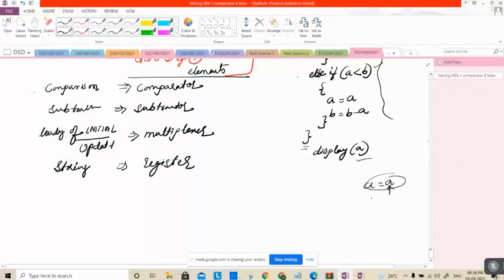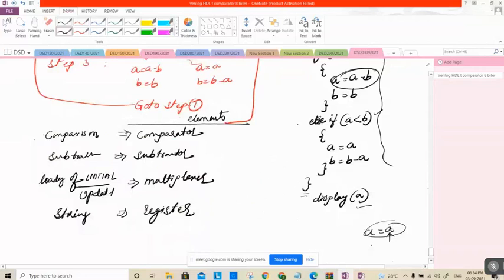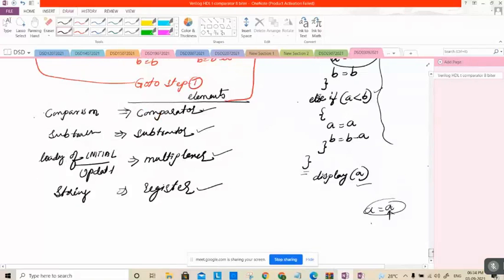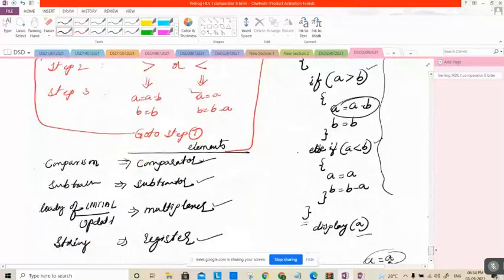You have to see it yourself. Right, so the elements that are required here are: a comparator is required, a subtractor is required, a multiplexer is required, a register is required. Any other blocks that are required to implement this particular while loop? To implement this while loop, is anything else needed?